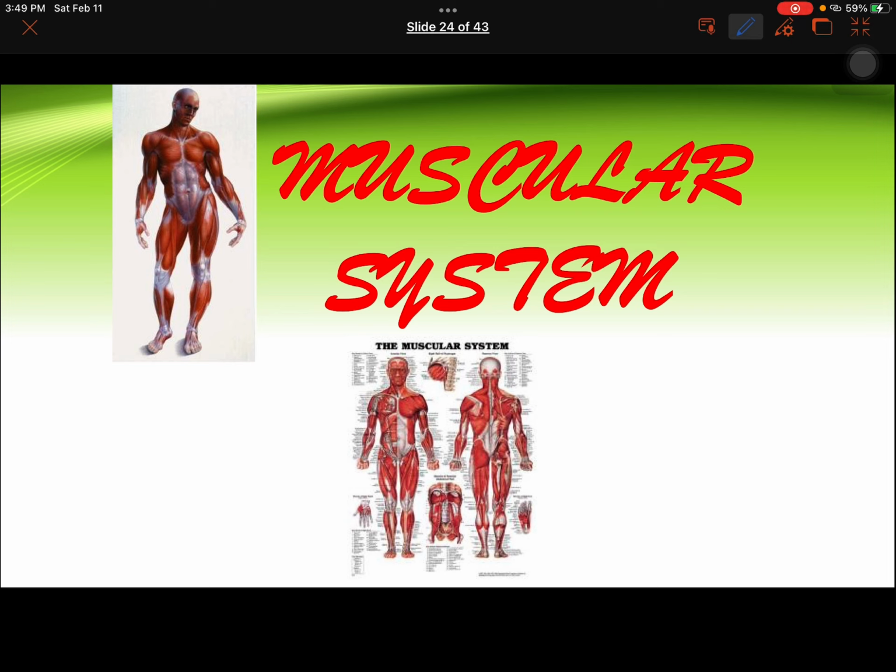So that ends the discussion for the skeletal system. Please do your activity for this one so that it will help you in memorization of the different bones in the body.